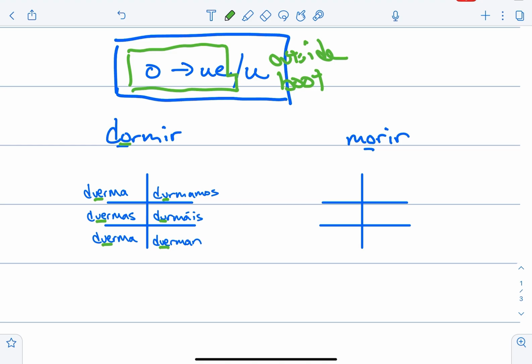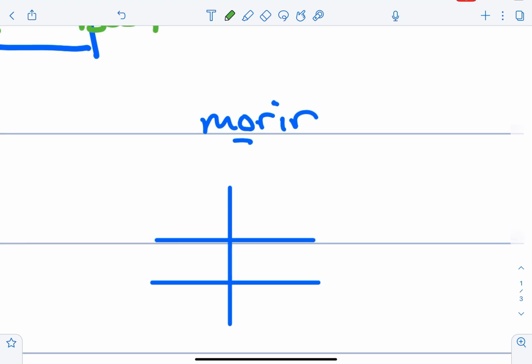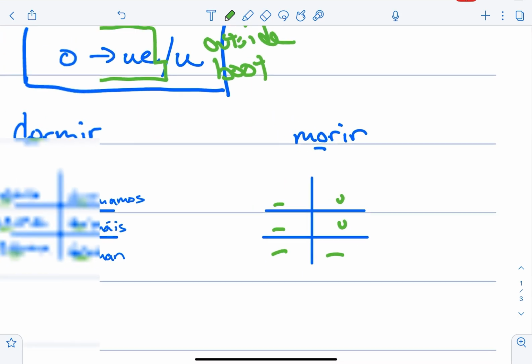So now, just for another practice, I want you to conjugate the verb morir in all of the forms. Remember, O goes to UE in the boot, and it goes just to U outside of the boot.